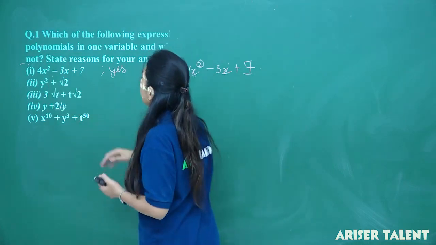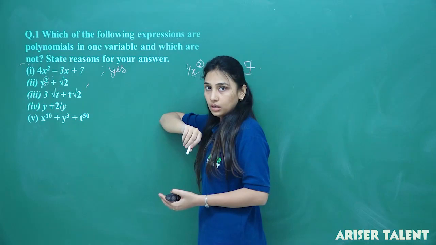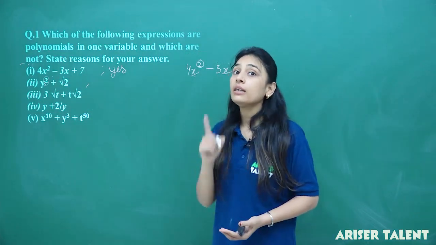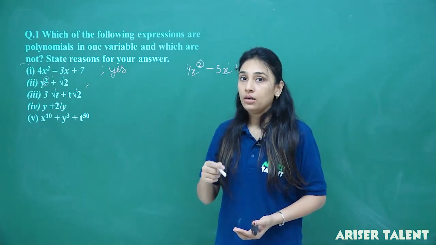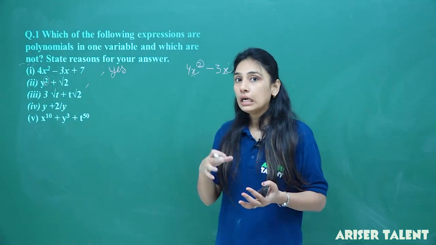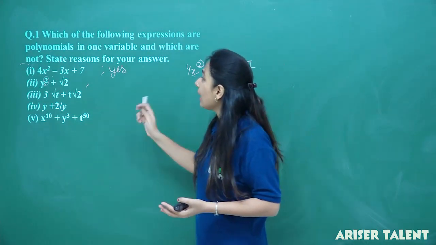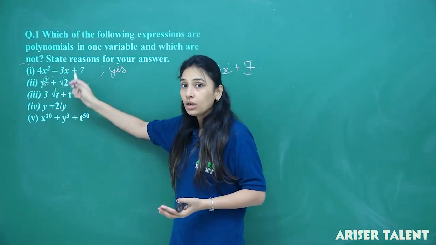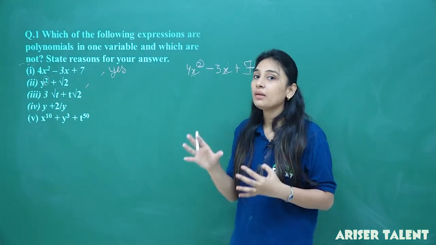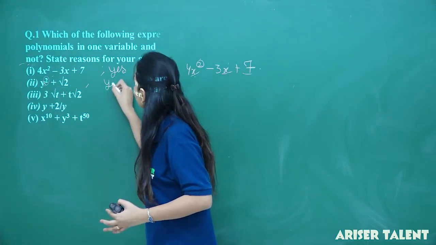Now, in this, is this y square? Square is a whole number. Now, root 2 is not a whole number, but we have not said that the coefficient cannot be other than a whole number. Coefficient can be a whole number or a rational number, or an irrational number also, but what cannot happen is that the power of the variable cannot be other than a whole number. So, yes, it is.